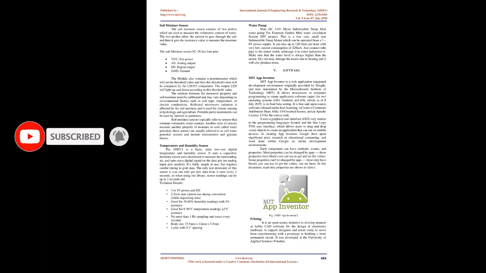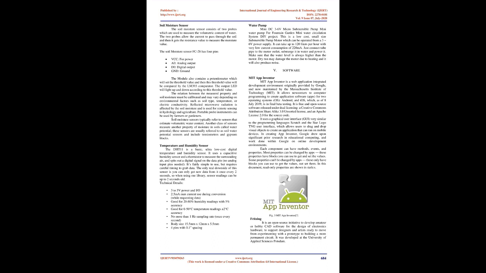Soil moisture sensor. The soil moisture sensor consists of two probes which are used to measure the volumetric content of water. The two probes allow the current to pass through the soil and then it gets the resistance value to measure the moisture value. The soil moisture sensor FC28 has 4 pins. VCC, for power. A0, analog output. D0, digital output. GND, ground.